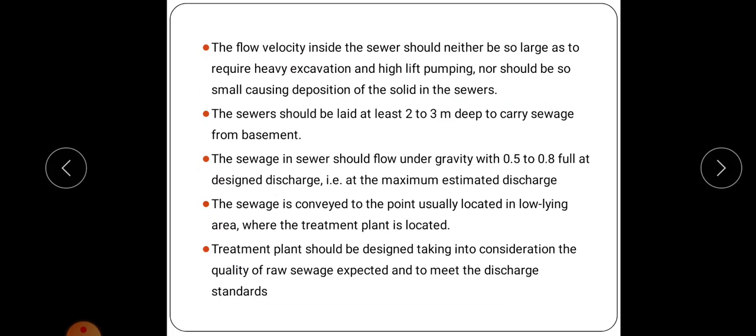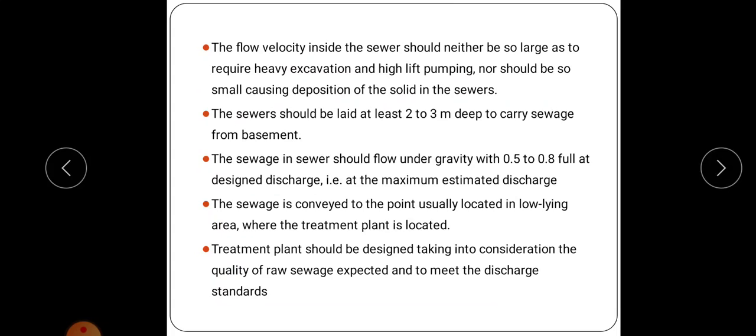Next point, the flow velocity inside the sewer should neither be very large. That is, the flow velocity should not be very high, and if the flow velocity is very high, it will cause heavy excavation and high lift pumping. Okay. Also, the flow velocity should not be very small. A smaller flow velocity will cause deposition of solids in the sewers. So the flow velocity through the sewers should be adequate. That is, this flow velocity should be equal to self-cleansing velocity, which I will discuss later.